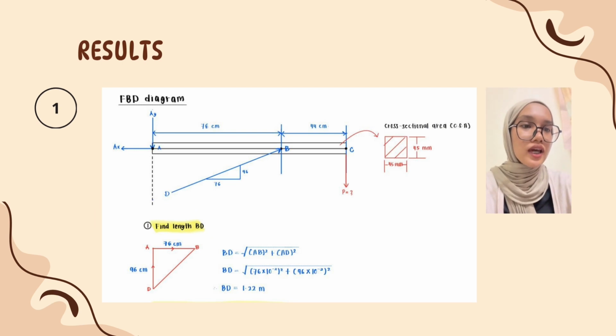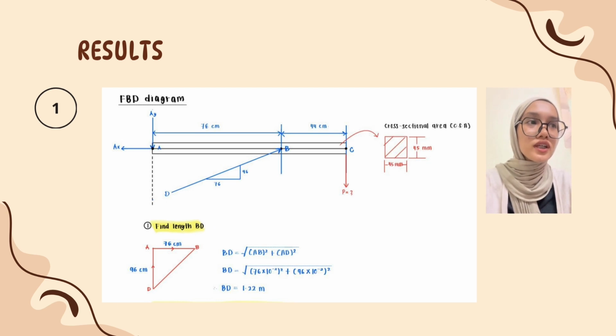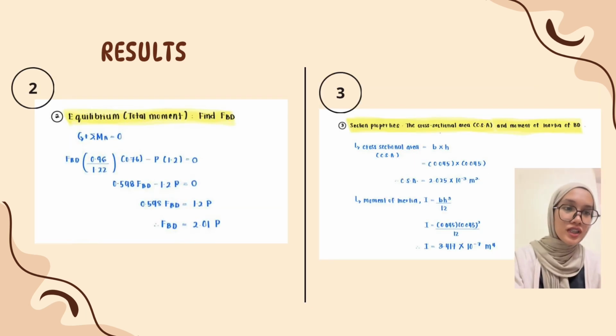So we can do the cross-sectional area part, and the first step we can find the length of the BD. We can use the trigonometric equation, AB squared plus AD squared, we can get the length of BD is 1.22 meter. We'll continue to the second step of this result. We can find the total moment at point A.